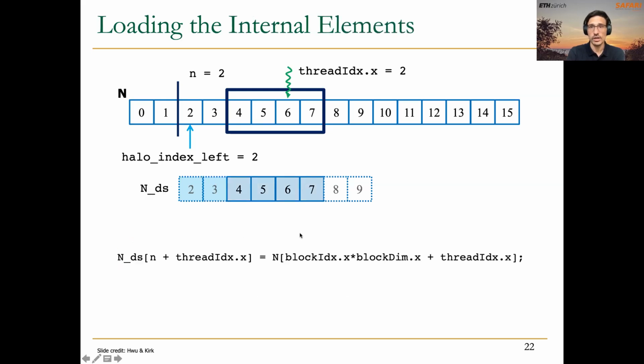Now for the internal elements it is much simpler. So here it's just like doing the direct assignment. For example, for this thread two, it is element six that has been assigned. So it just needs to go to the global memory to fetch the corresponding element of array N and load it into the corresponding position of array N_ds in shared memory. So we read this element from global memory, we store this element in shared memory.